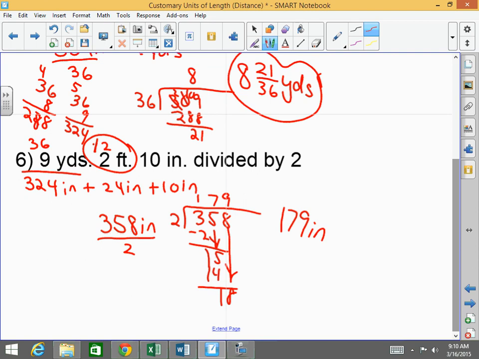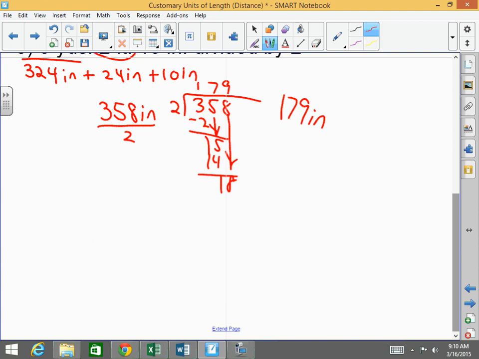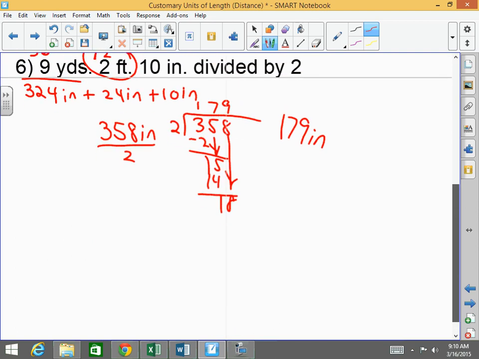Okay, if you do it the other way, if you divide each of these by 2, you would get 4.5 yards, 1 foot, and 5 inches. There it is. Does it make sense?